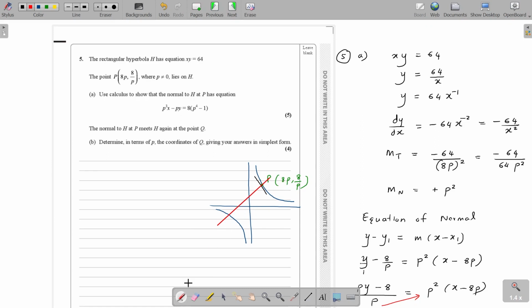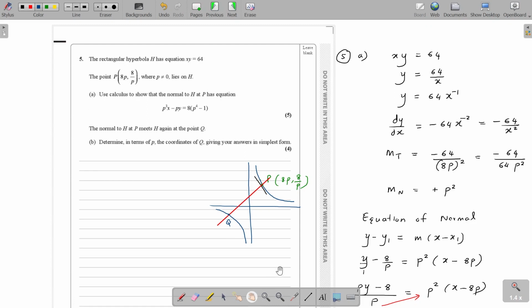Now this is just a rough sketch. You cannot rely on this heavily, because these points are all unknown. But just to give you an idea, the normal meets the hyperbola again. So they are asking you to get the coordinates of Q. How do I get the coordinates of Q? To find the coordinates of Q, I have to find the place where the two curves intersect, meaning solve the two equations simultaneously. Let's solve it simultaneously.